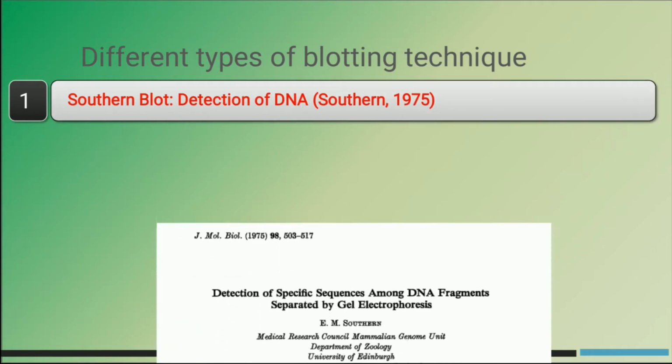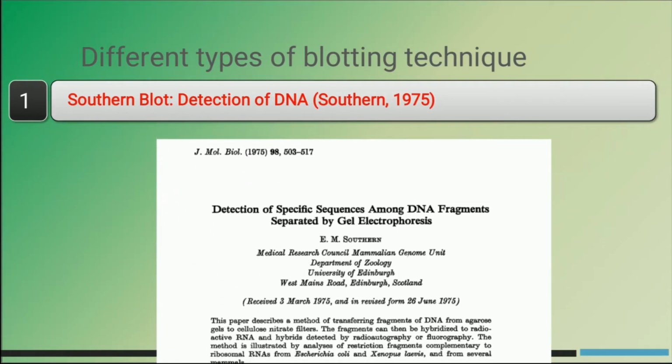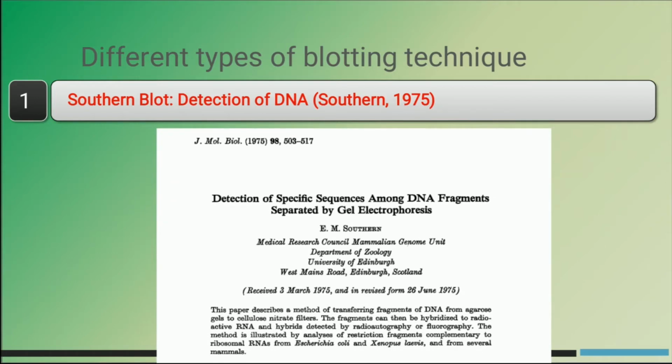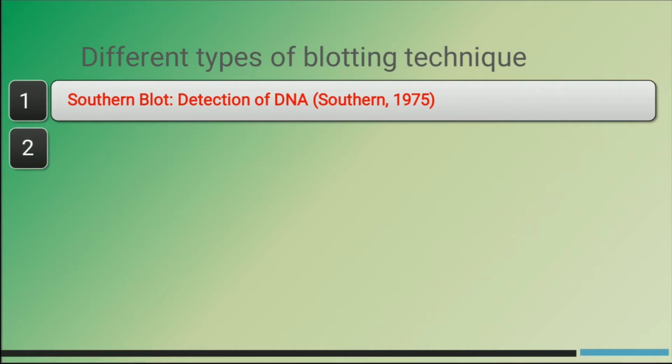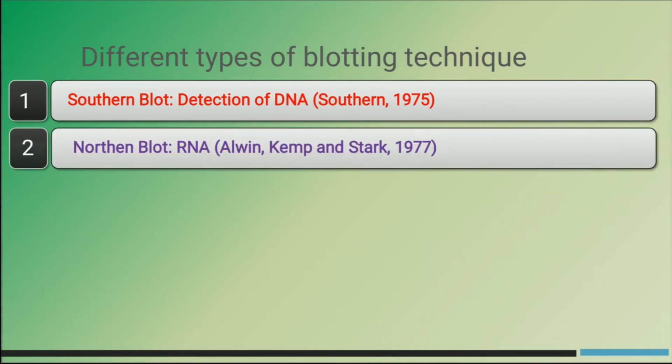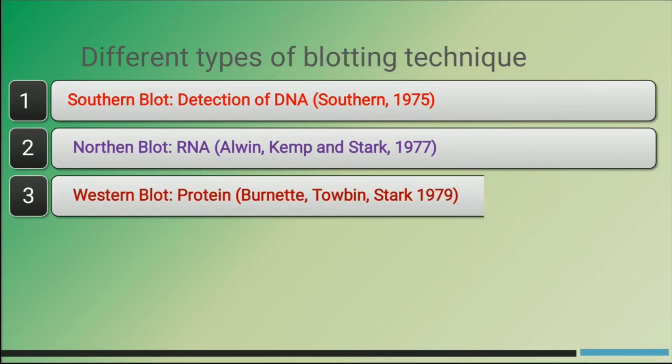Based on purpose, the blotting techniques are named into four or five different types. The first method reported was to detect DNA. E. M. Southern first reported this method to detect DNA in 1975, and by his name it is called Southern blotting. The next method is to detect RNA molecules, and it is called Northern blot. Alwine, Kemp and Stark in the year 1977 reported the method to detect RNA using the blotting method.